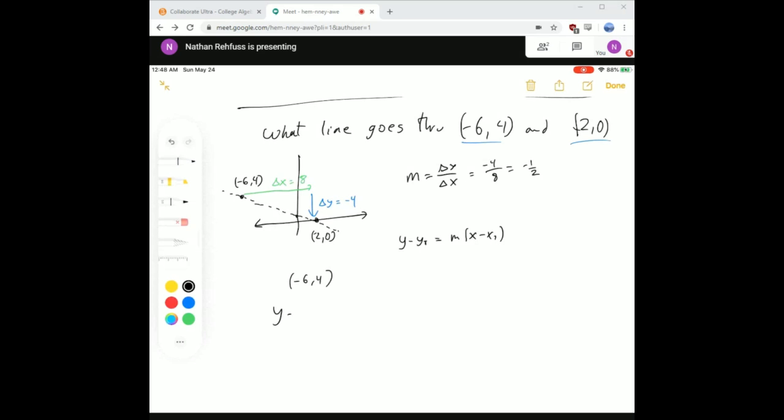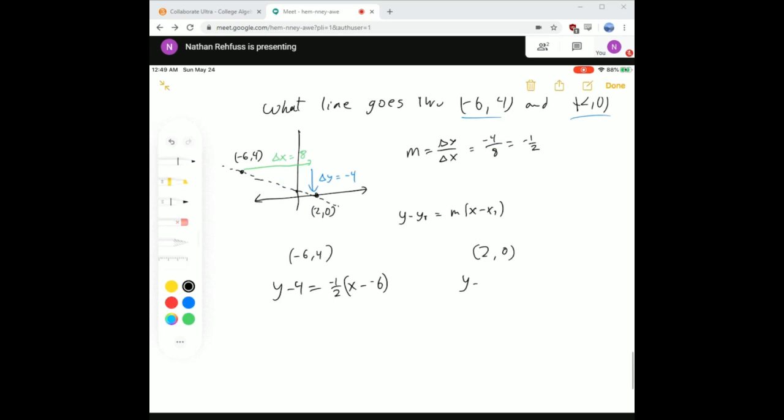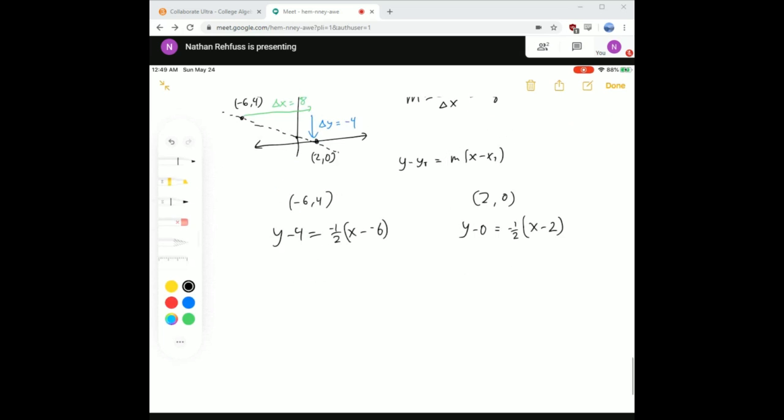So y minus 4 equals negative 1/2 of x minus negative 6. Ooh, that's a doozy. Or if I plug in the other point, I get y minus 0, oh, that's nice, equals negative 1/2 of x minus 2. You know, I think I like this side better. Now, these look like 2 completely different equations, but let's try putting them in slope-intercept form, why don't we? So if I distribute, I get y minus 4 equals, well, negative 1/2 of x.